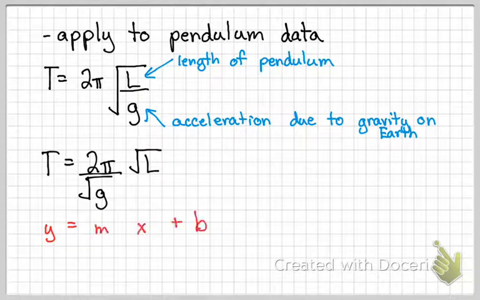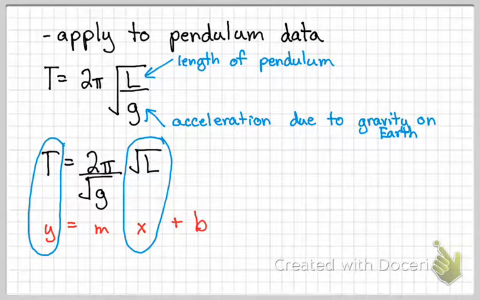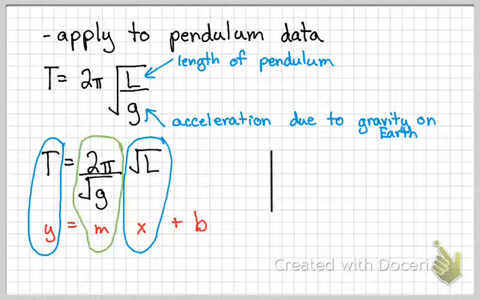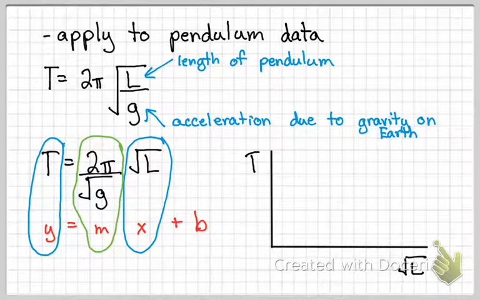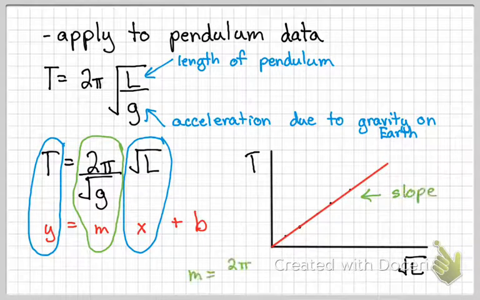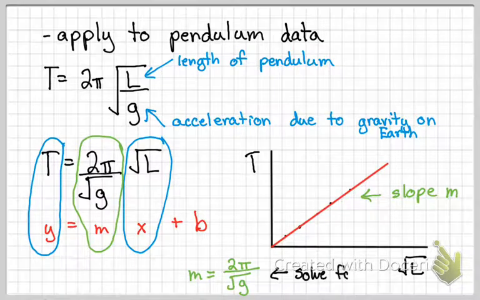Now we're going to do our y equals mx plus b thing again. Looking at this, we should plot T versus the square root of L, and then 2 pi over the square root of G should give us our slope. So when we do that, we should get a line, right? And our slope is going to be equal to 2 pi over the square root of G. So if you do this and find the slope, you can find what the value of G is on Earth. You just solve for G.